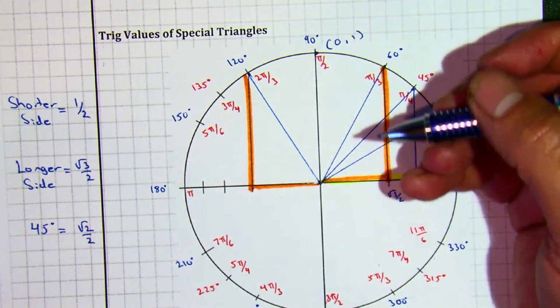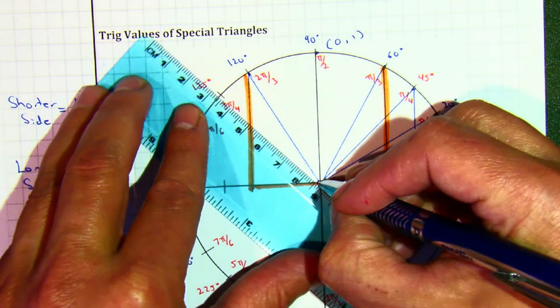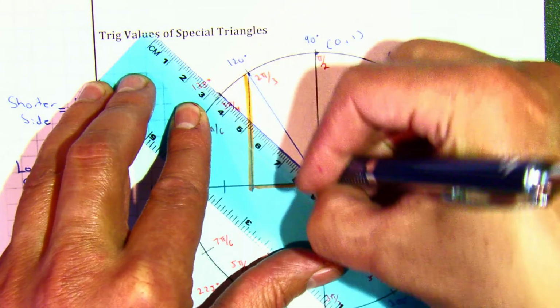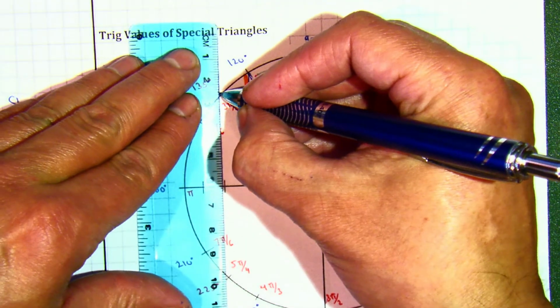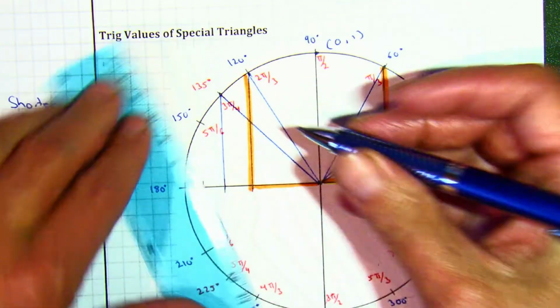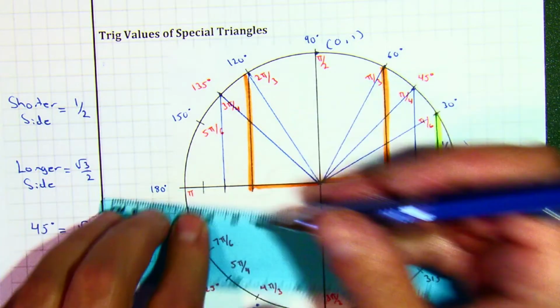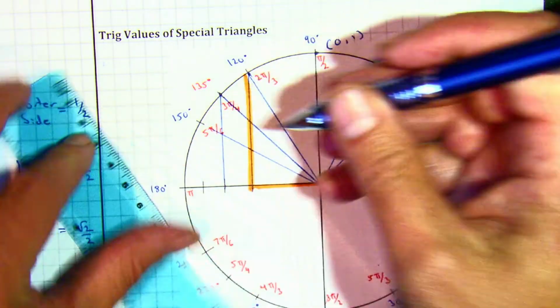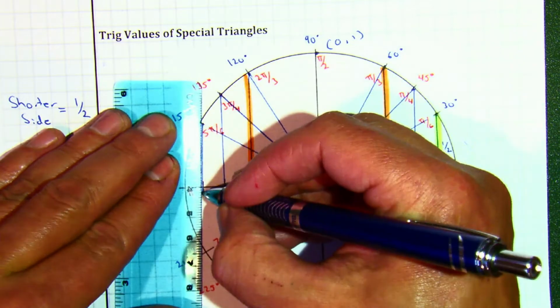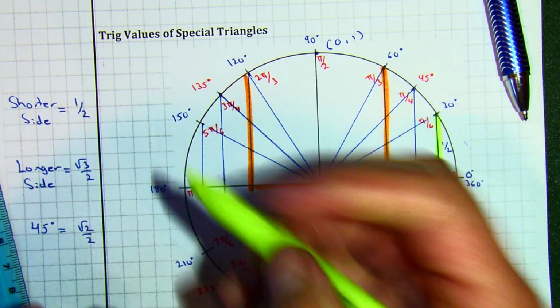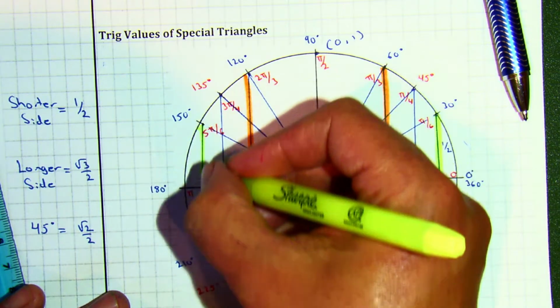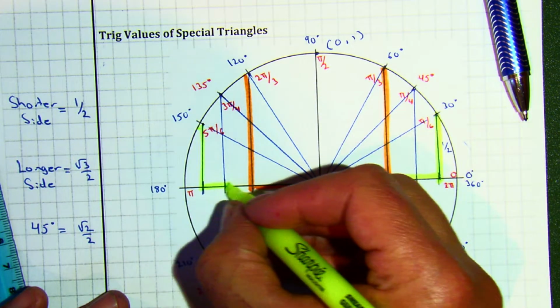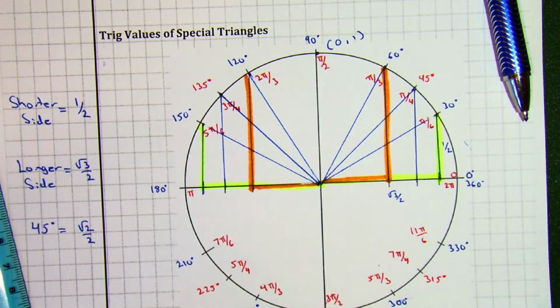Then we continue with the 45. Both sides are congruent, but now your y value is going to be positive, but your x value will be negative. On 150, or 5 pi over 6, your shorter side is positive 1/2, and that'll be negative square root of 3 over 2.